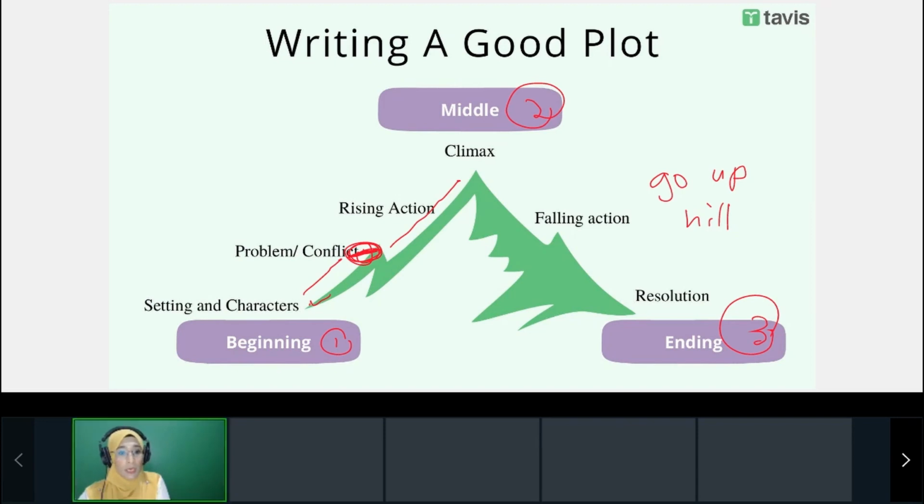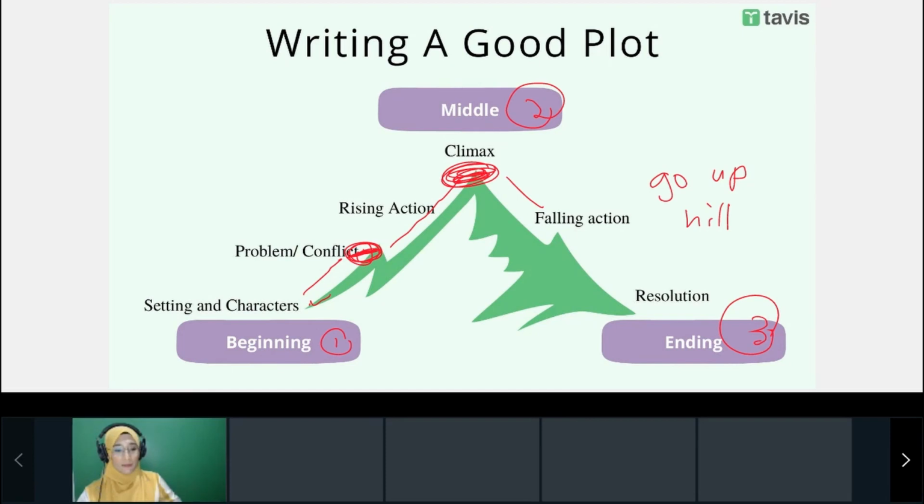And the climax. The climax is the surprising part of all. What happened? So the love story that I told you about just now, the problem was he had cancer, then went to chemotherapy, and then the climax is maybe the guy had another type of disease, maybe leukemia, maybe. All right. So climax. Then what did he do?